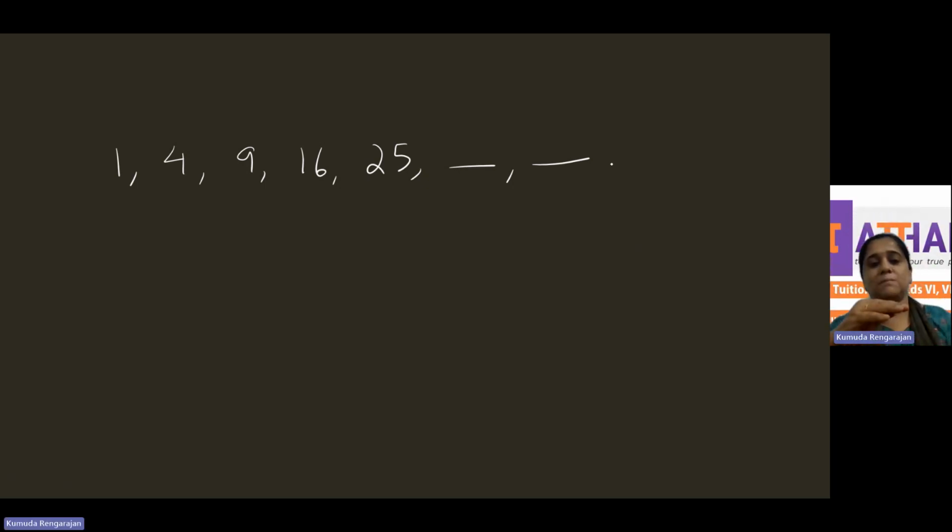Let's see, the values are increasing. 1, 4, 9, 16, 25. So it cannot go down now. It has to be greater than that. Both the numbers must be greater than 25.